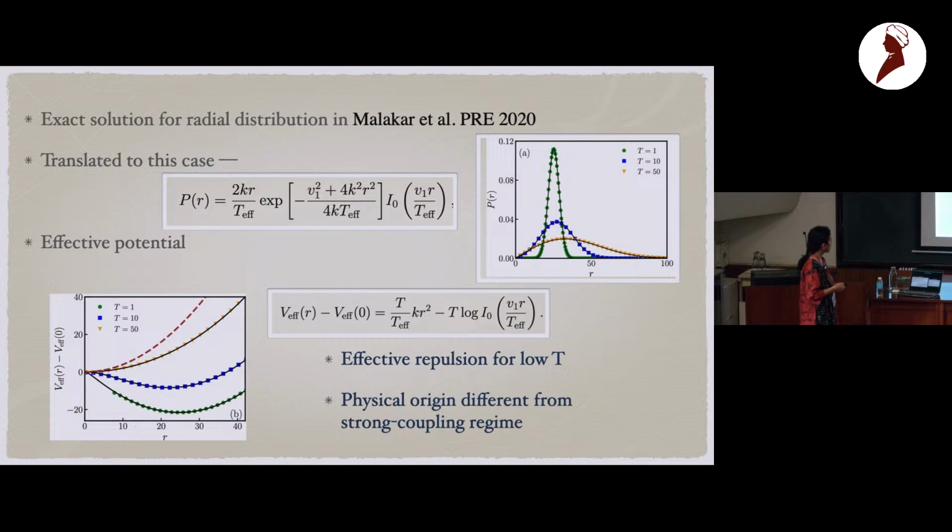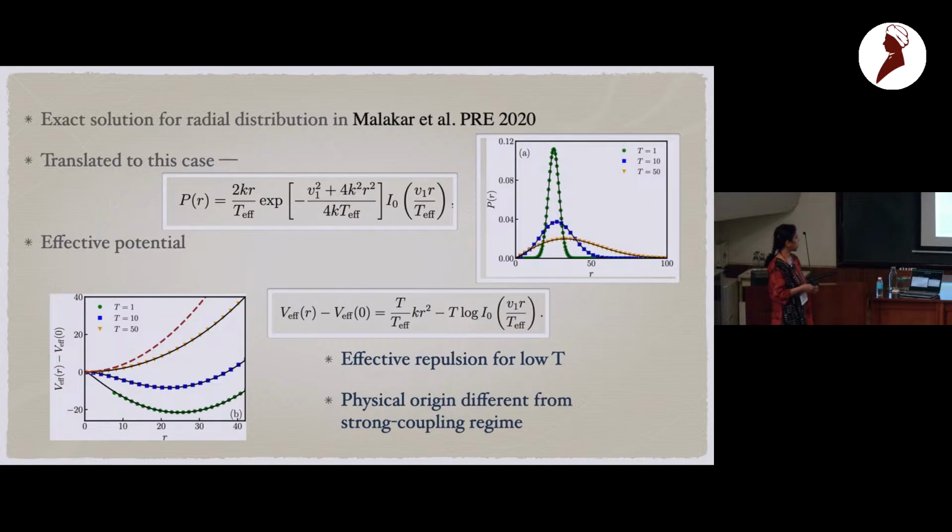Once again, we can define an effective potential from this PR. It turns out that here also the minimum of the effective potential is not at R equal to 0. So there is again an effective repulsion, but the reason is something different. This is like a single active particle, and when it's active, it has a tendency to stay away from the minimum of the potential.